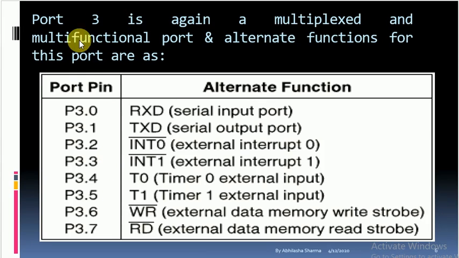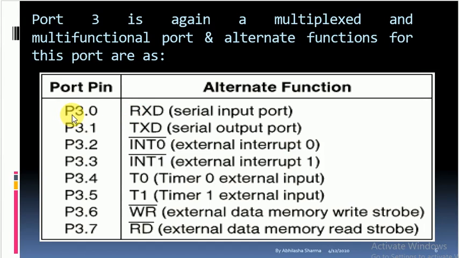Yes, so the next port is port 3. Again, port 3 is a multiplexed and multifunctional port, and the alternate functions for this port are given below. What happens in the case of this port 3? These are very important port pins that we have to discuss here.